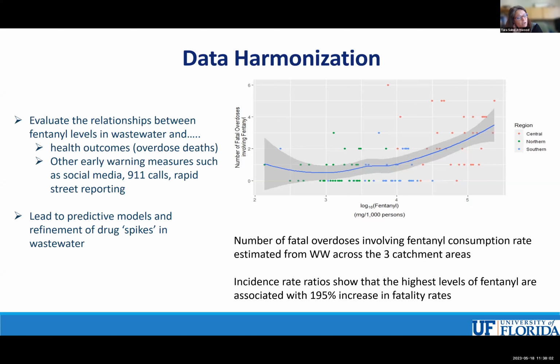And then further analysis showed that incident rate ratios revealed the highest levels of fentanyl are associated with a 195% increase in fatality rates. So what we're trying to do with this data, again, is sort of defining what levels of fentanyl we are really concerned about, and then what levels will be associated with what percent increase in fatality moving forward. So it's sort of a way to try to forecast what will happen in communities.